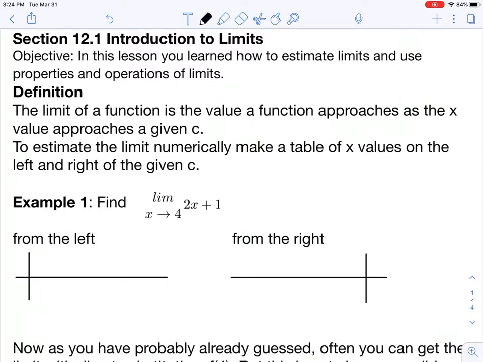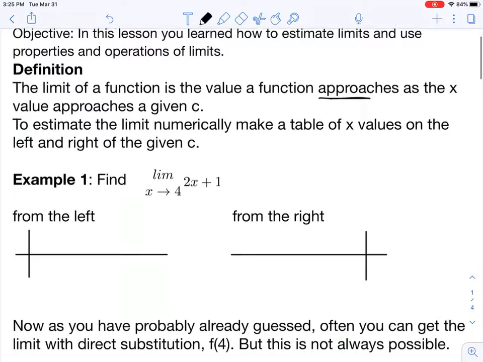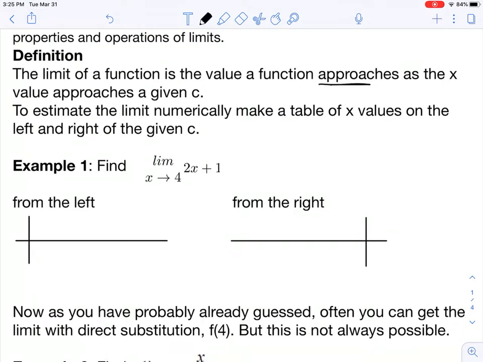A limit of a function is the value that the function is approaching as x approaches some value c. To estimate it numerically, we would make a table of values on the left and on the right of the number c that we're looking for. So let's give one a try.